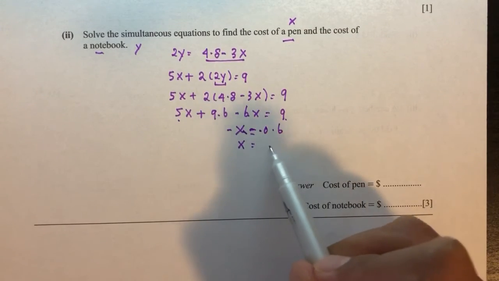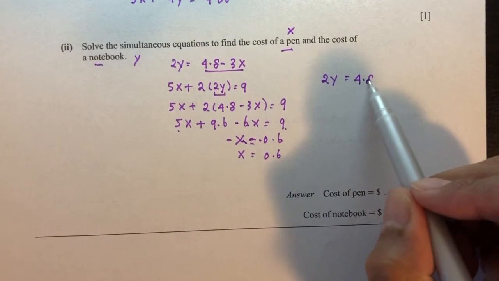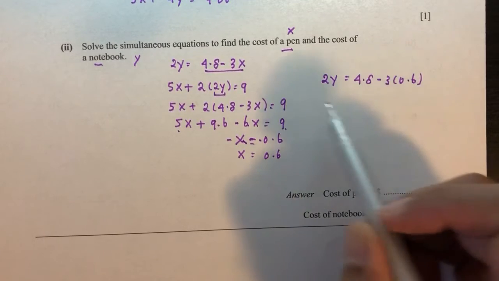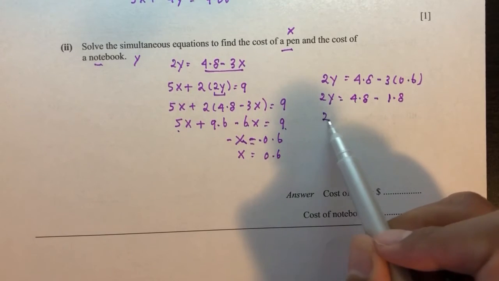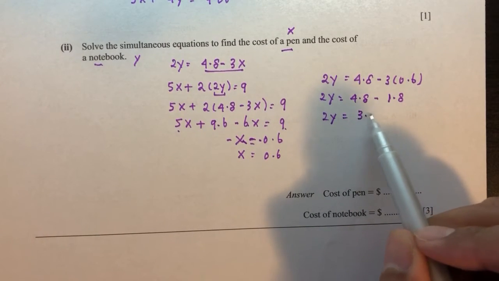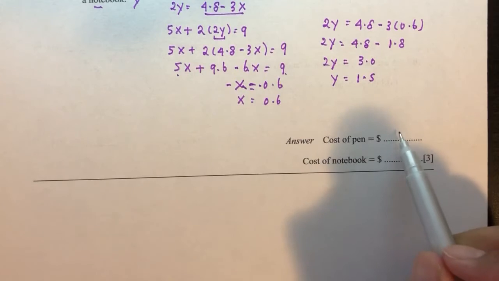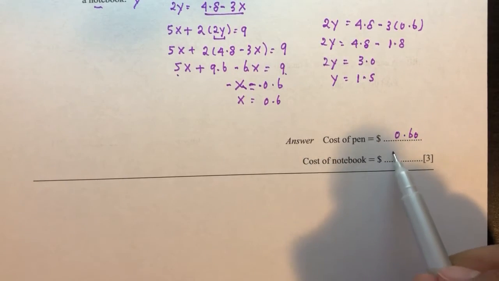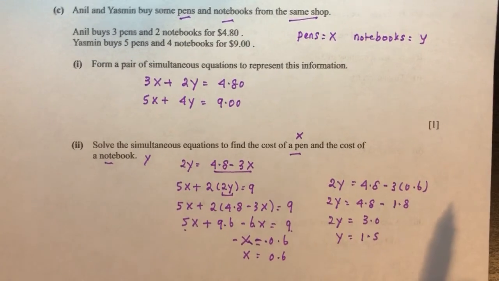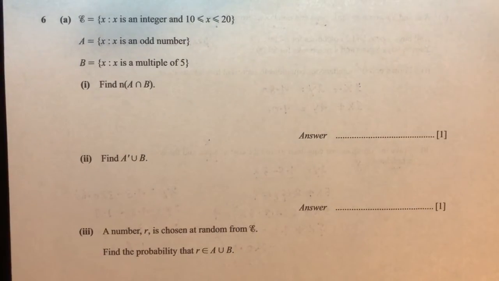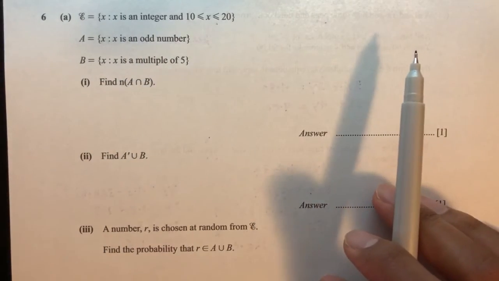So x will be 0.6, and the value of y will be, so first we have 2y equal to 4.8 minus 3 times 0.6. So 2y will be 4.8 minus 1.8. So 2y will be equal to 3. y is 1.5. So your answer: cost of pen will be x, which is 0.6, and this one will be 1.5. This will be part C, and that will be question number 5. Moving on to question number 6, part A. So this is the universal set, integers between 10 and 20. So we can write this out.